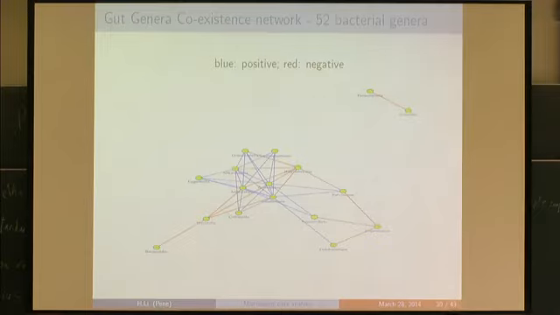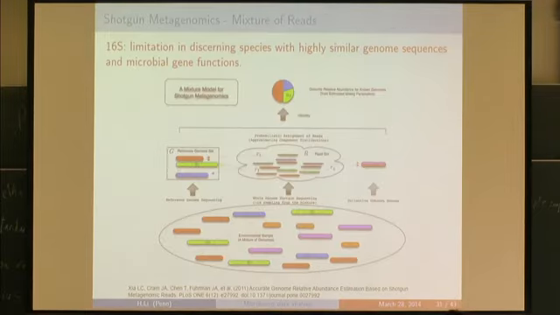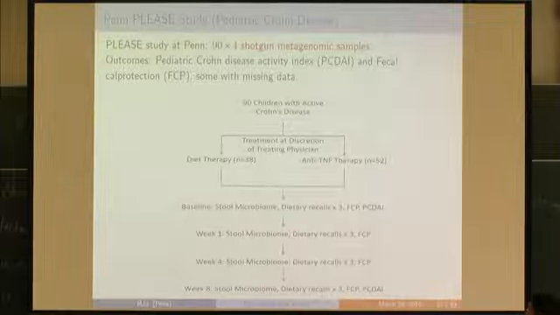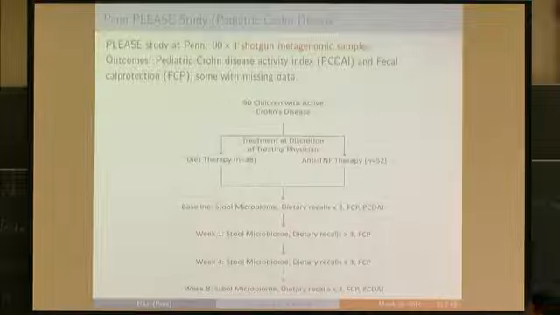Next, I want to talk a little bit about another study, which is an ongoing study. We're still analyzing the data. It's related to the treatment of Crohn's disease, a pediatric Crohn's disease. We have 90 children with Crohn's disease, and they were treated by two different treatments. One is the alimental diet treatment. The other is anti-TNF therapy. Those are the two standard treatments for Crohn's disease.